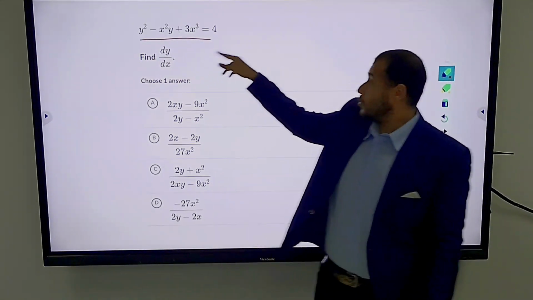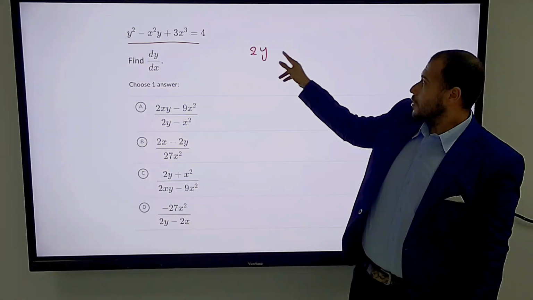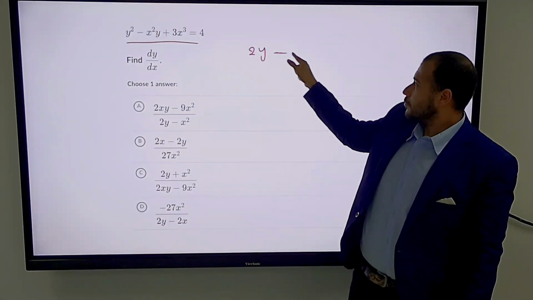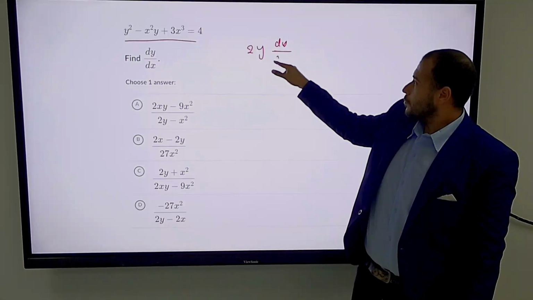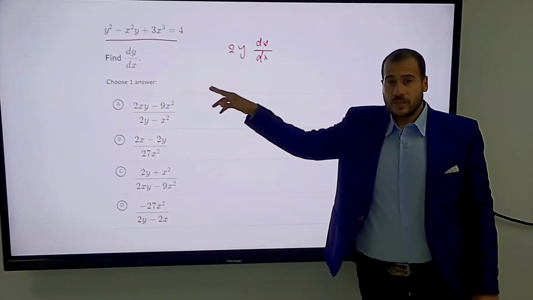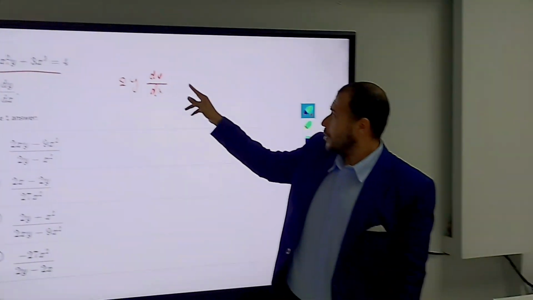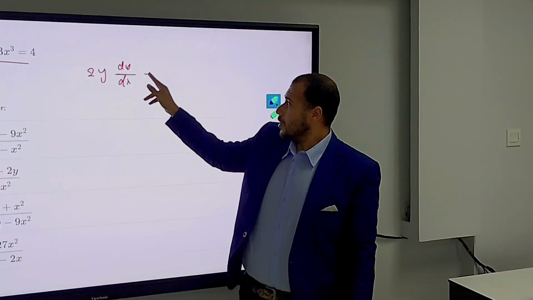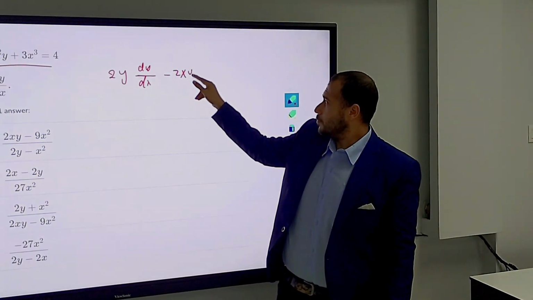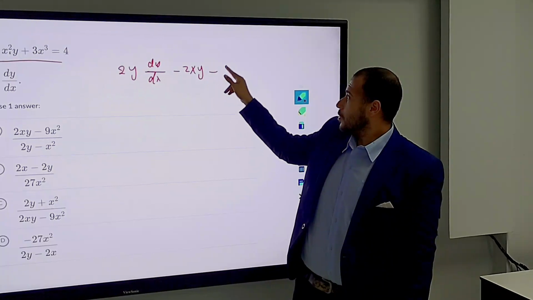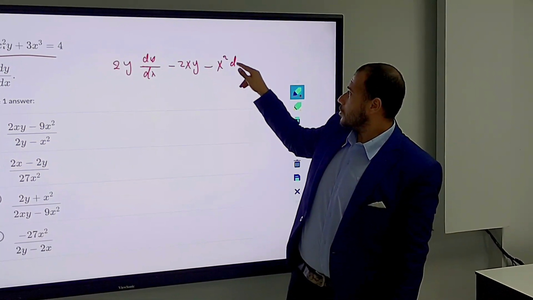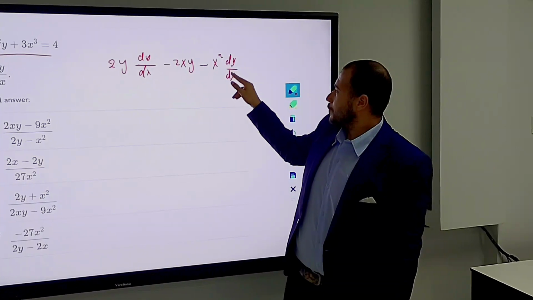The derivative of y squared will be 2y dy/dx. And then minus x squared y. For this one we will use the product rule, and you can do it directly like this: negative 2xy minus x squared dy/dx.